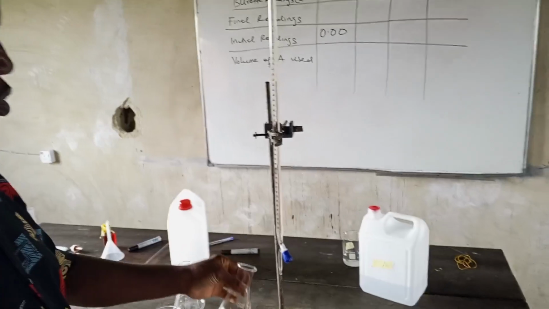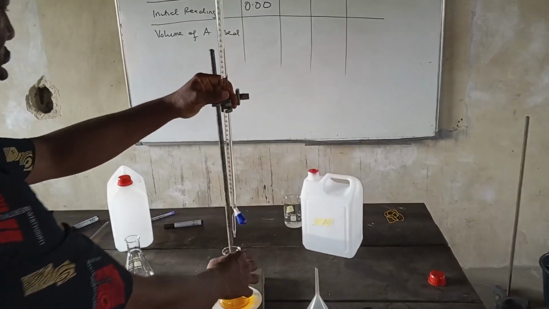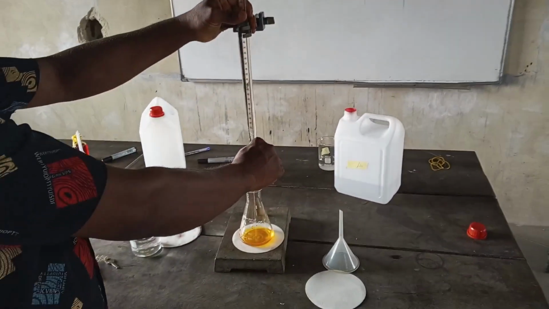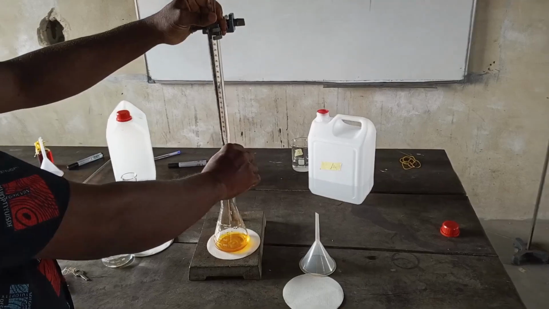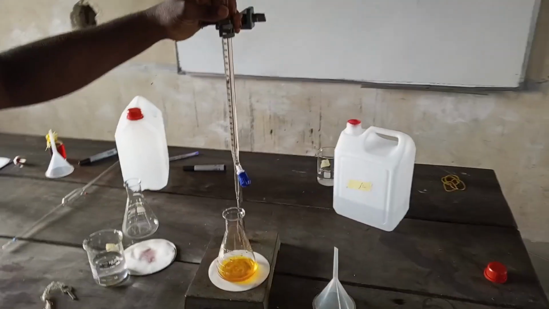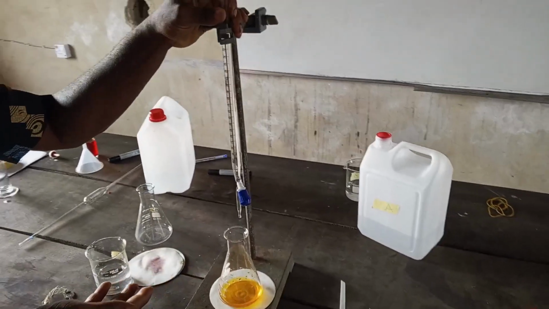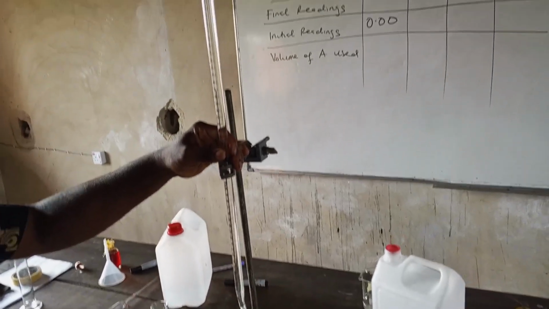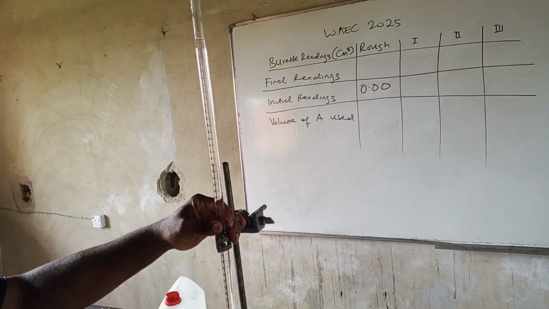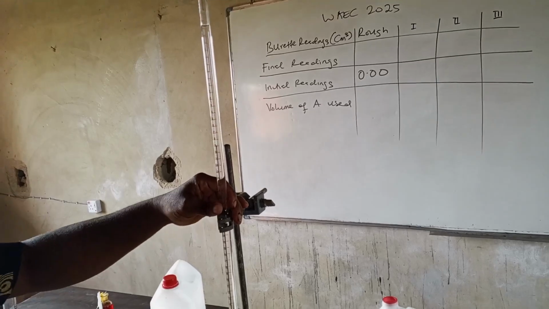This is the base with the indicator. Bring it down and then start titrating. Allow the acid to run into the conical flask little by little. Let the rate of dropping be consistent. So it's going down. Increase the flow a little. Let it run a little. So it's going down.